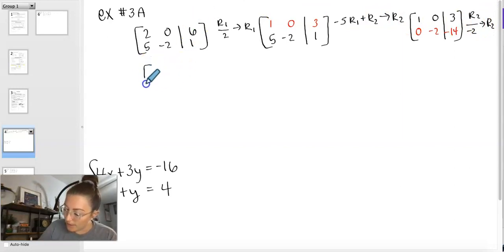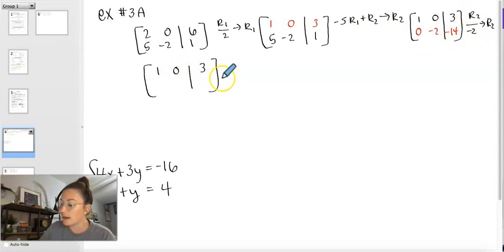Okay, so I'm going to come down here. Row 1 stays the same: 1, 0, 3. Row 2 is the one that will be changing, and I'm dividing everything by -2. So 0 divided by -2 is 0. -2 divided by -2 is 1. And -14 divided by -2 would give me a +7. So my answer to this, so it's solved, x equals 3, y equals 7. So my answer would be 3, 7.